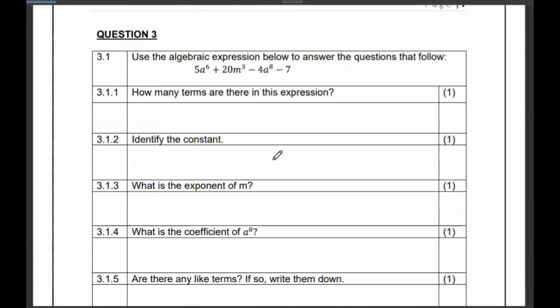Okay. Then question number 3, use the algebraic expression to answer the questions. 5a to the 6 plus 20m to the 3 minus 4a to the 8 minus 7. How many terms are there?